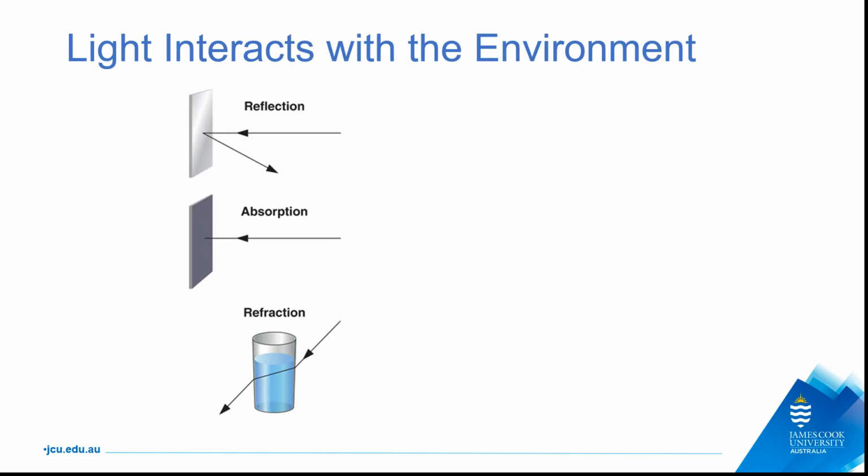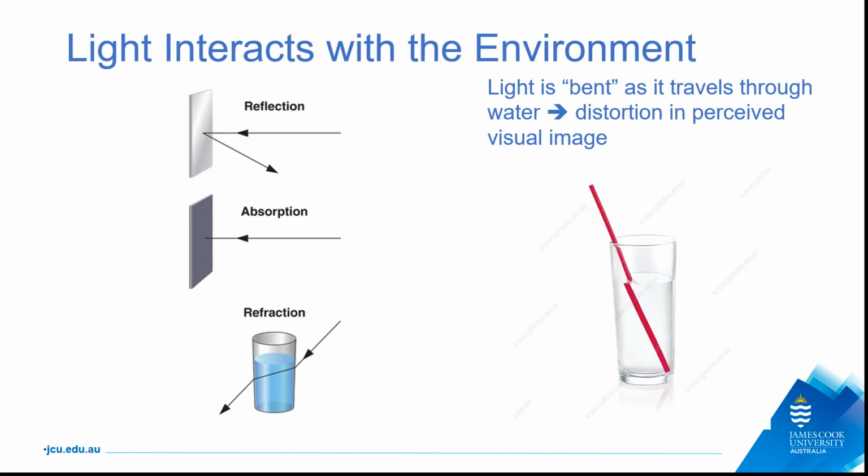So again, we have the third process, called refraction, of how light interacts with the environment. This one we all know: light is bent as it travels through water, right? And this leads to distortion in how we perceive the image of a straw, right? This is very easily explained because when light passes through a different medium, in this case water, a liquid, it changes its speed of travel. And it's really the speed of travel that leads to the bending effect.